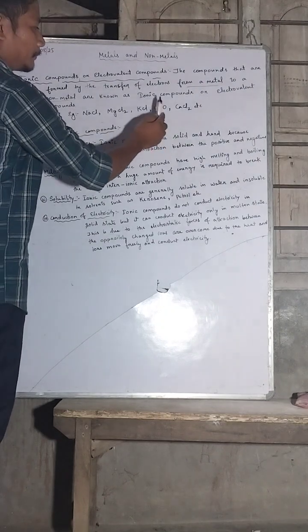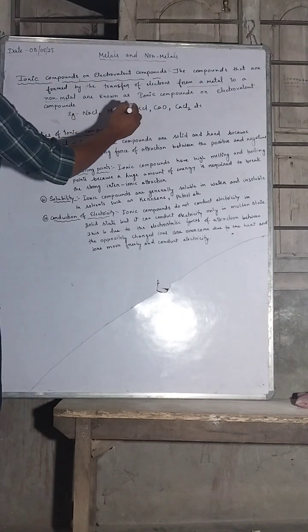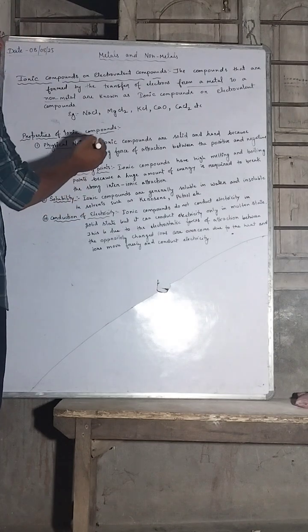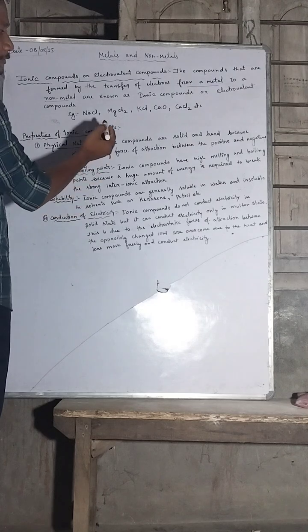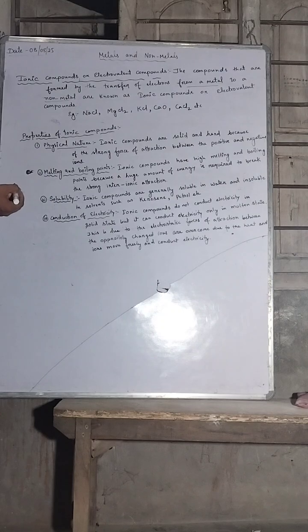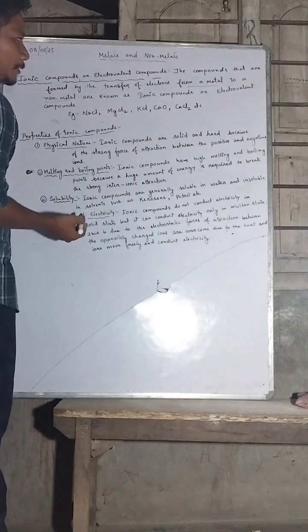Another example is calcium oxide. Here calcium is the metal and oxygen is the non-metal. Calcium transfers two electrons to the oxygen and becomes positively charged, and oxygen, after gaining two electrons, becomes negatively charged. Since they are oppositely charged, they form a compound.